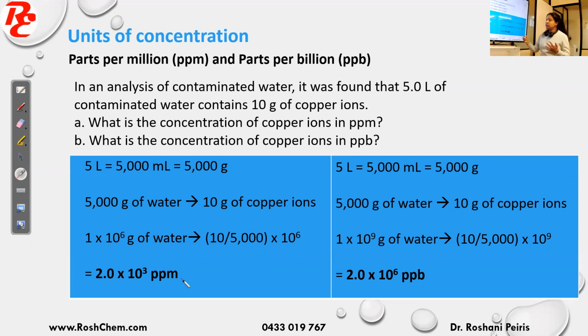So how do you do then ppb? The same method you can follow. So I know 5 liters means 5,000 grams of water. So 5,000 grams of water contains 10 grams of copper. Therefore, now it's parts per billion. So it is then 10 to the power of 9 grams of water. So if you have 10 to the power 9 grams of water, what will be the amount of copper? So it's 10 divided by 5,000 multiplied by 10 to the power of 9. So it's then this many ppb. Okay, so we will go to the next concentration unit.